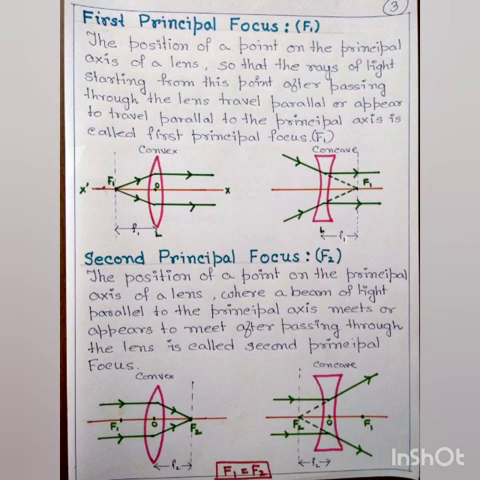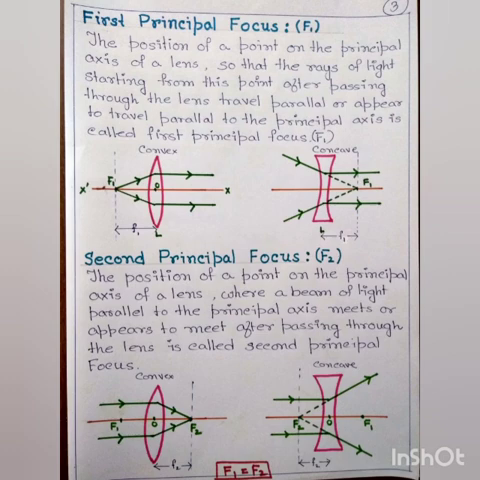See, don't think that always, let us consider only the convex lens. Don't think that the first principal focus for a convex lens will be on the left hand side of the lens, and the second principal focus will be on the right hand side of the lens. It will depend on which direction you are considering the incident ray.